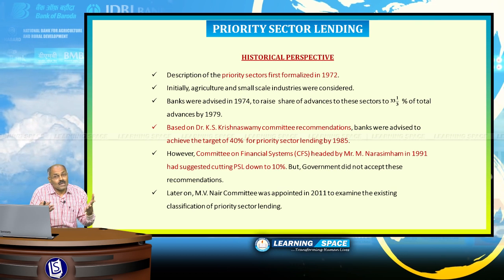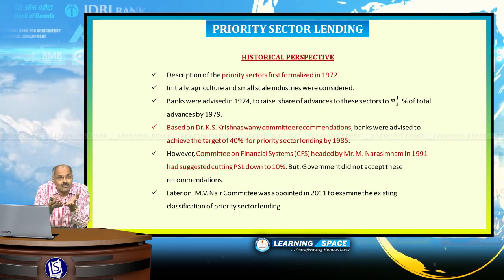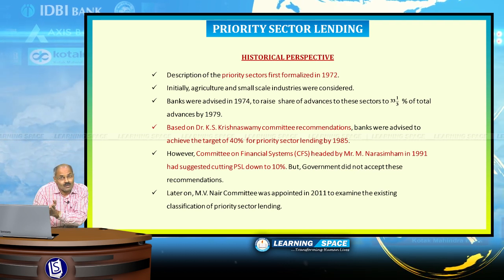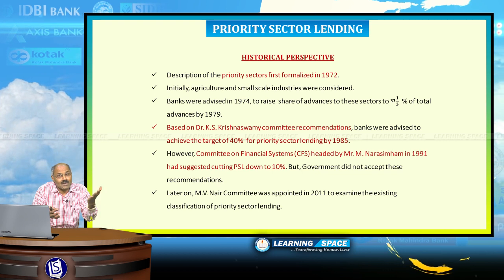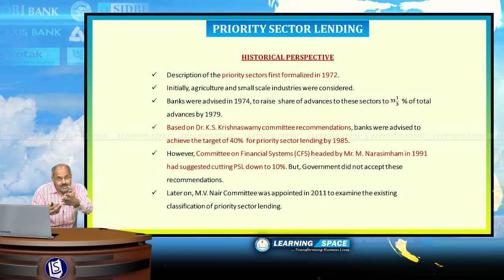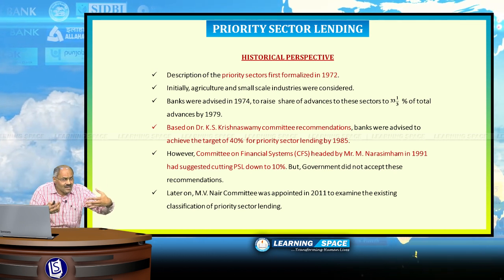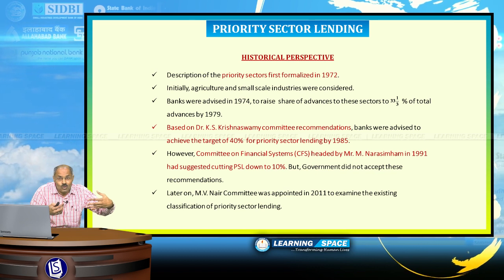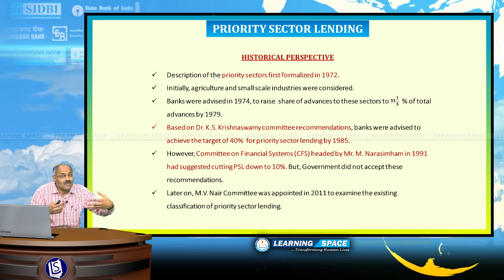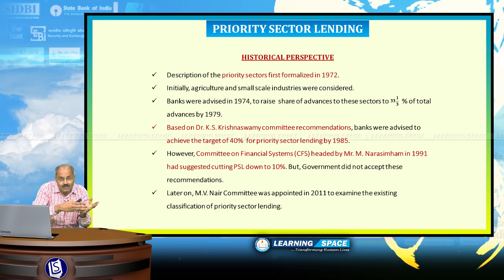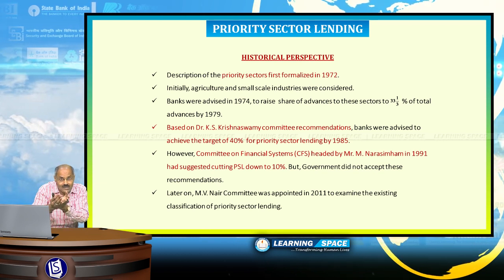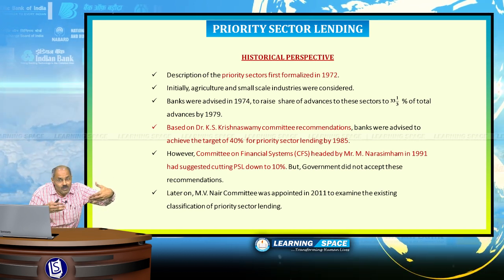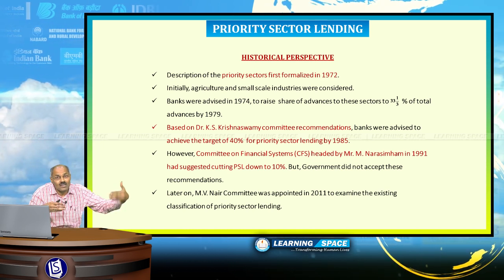All of you are well aware, the nationalization of banks took place in the year 1969. Subsequently, this priority sector was conceived in the year 1972. Initially, it was thought that agriculture and small-scale industries have to be given impetus, and accordingly, in the year 1974, banks were advised to draw up plans to make available at least 33 1/3%, that means at least one-third of the total credit, to agriculture and small scale industries by the year 1979, that is within 5 years.